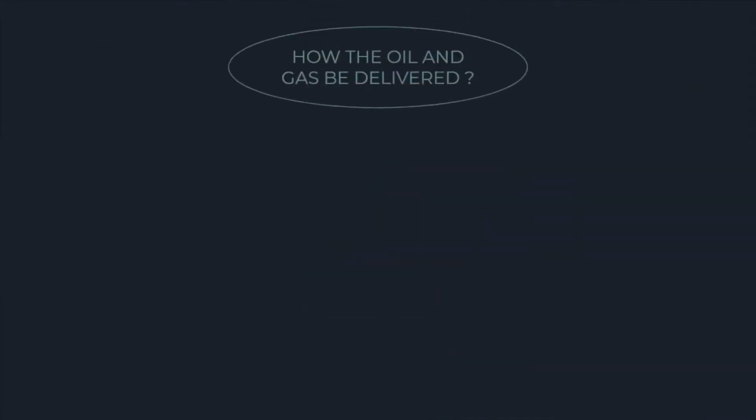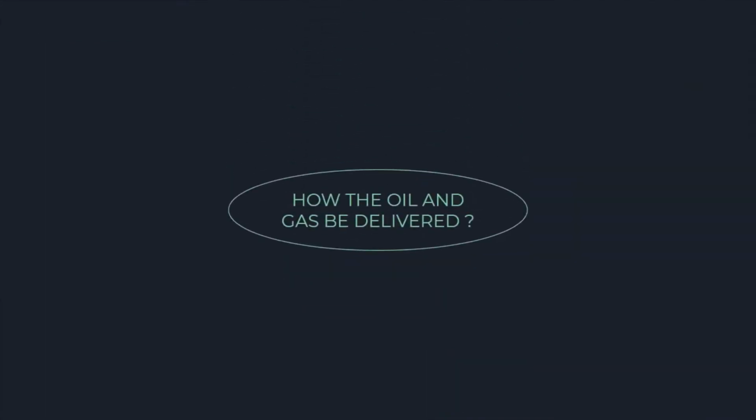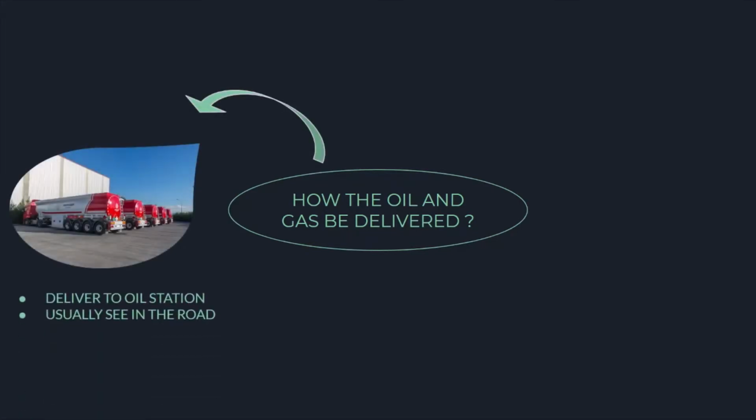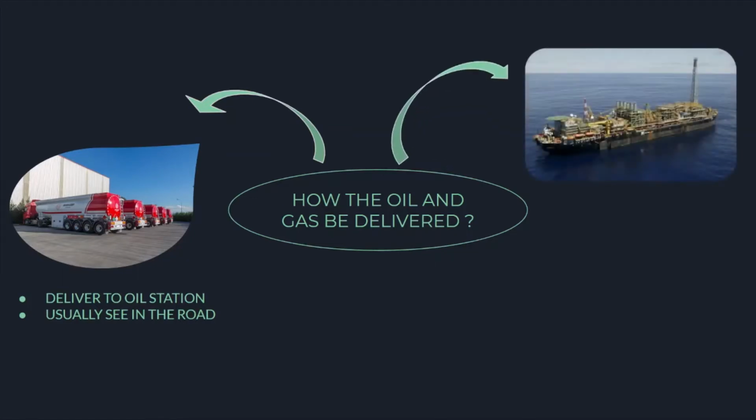Ladies and gentlemen, do you know how oil and gas is delivered from the oil and gas industry to other destinations? The first way, which we usually see on the road, is the oil and gas trailer, and it only delivers to the oil pump station. The second way is using an offshore ship, and it can carry a massive amount of oil and gas, but its delivery time takes so long. The last one, and the one that we focus on, is the oil and gas pipeline.